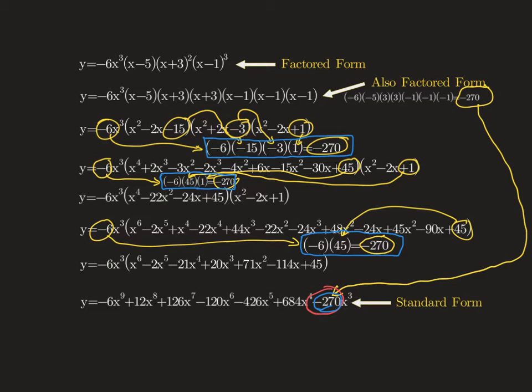To be honest, this probably wasn't the best equation to show you that with, because the y-intercept is just 0 in this case because of this x cubed. But if there wasn't an x cubed at the beginning here, then negative 6 times negative 5 times 3 times negative 1 would be the y-intercept, because you'd end up with just a negative 270 at the end, and all the other terms would just knock off when you put x equals 0.